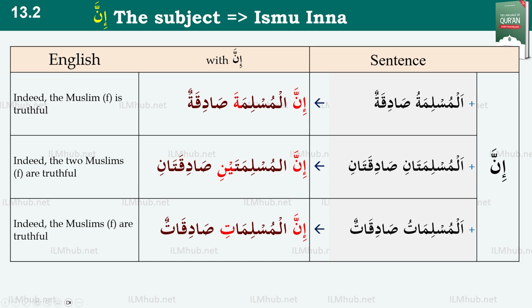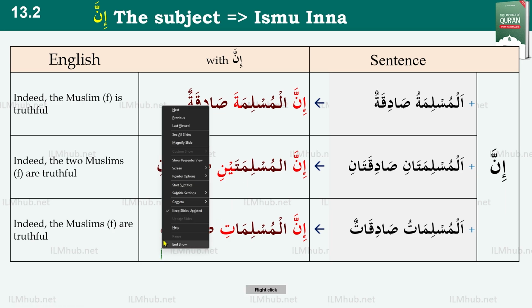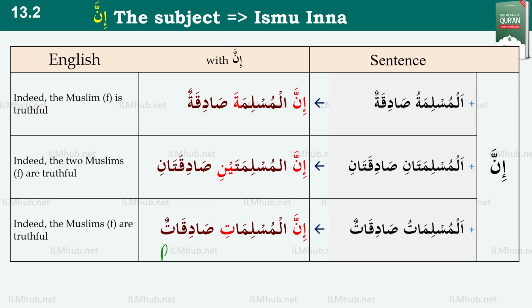Please note, the atun is the rafa version, atin is nasab, atin is also the jar version. But here al is added, so the tanween disappears. So we have innal muslimati, and it is nasab, sadiqatun, which is our rafa. Because there is no al, the tanween here can be seen. So this is rafa and this is nasab. So the first part is your ismu inna, the second part is your khabaru inna.